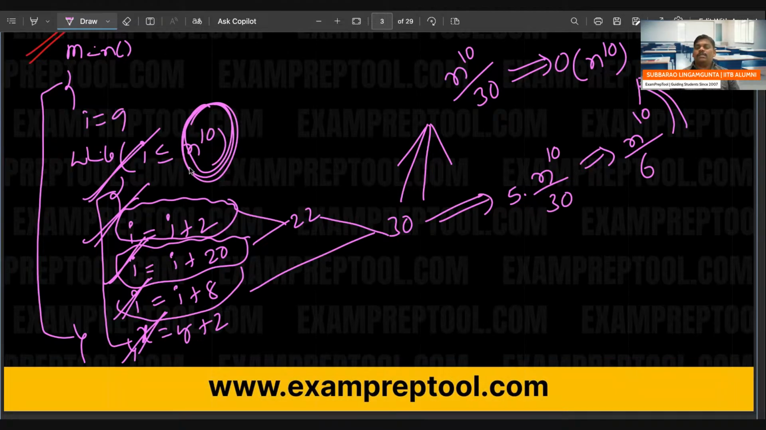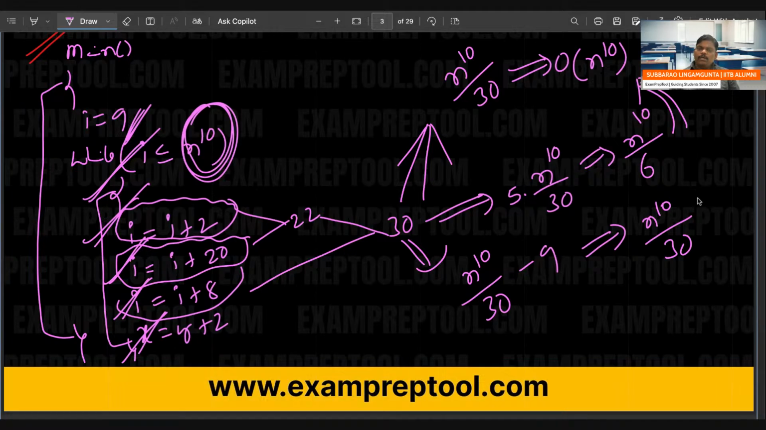Some people will say that it is starting from 9, right? It doesn't affect that much. If at all, it will affect if you want to take care of this also. From 9 onwards starting, before 9 not required. So you can do this also: n power 10 by 30 minus 9, which is nothing but, forgetting the constant, n power 10. So it is going to be the same answer, big O of n power 10.